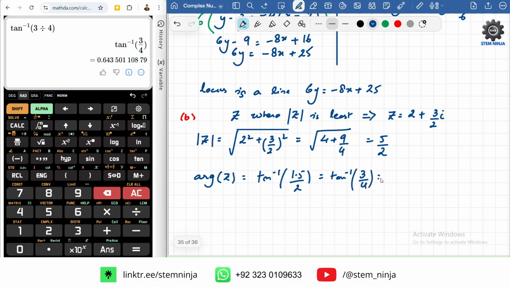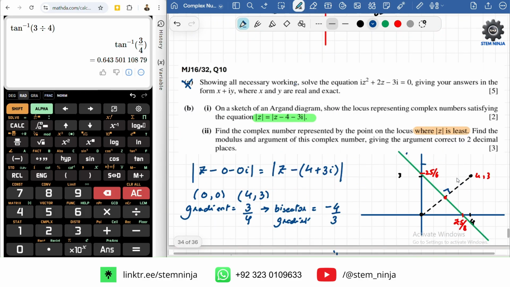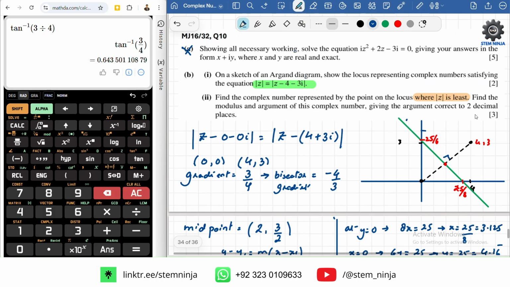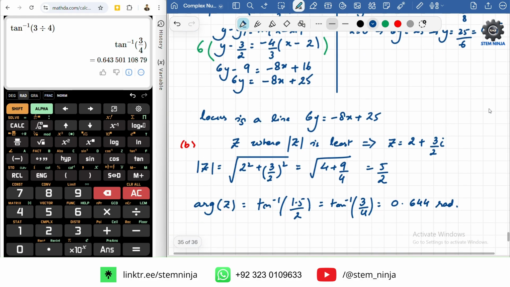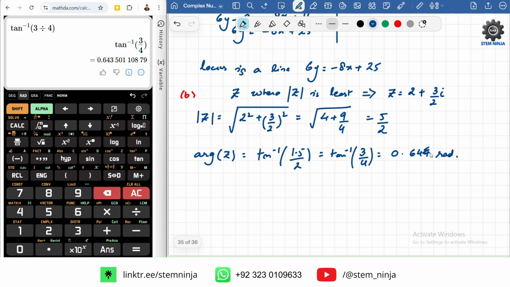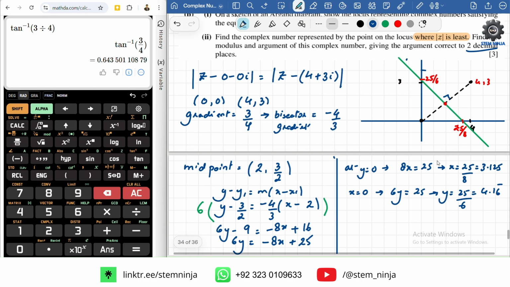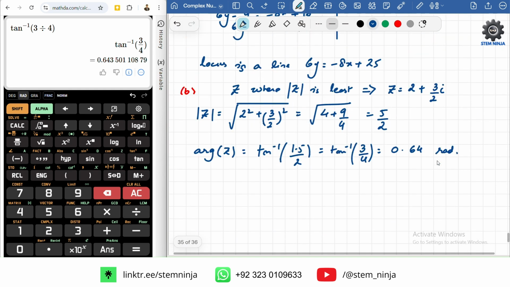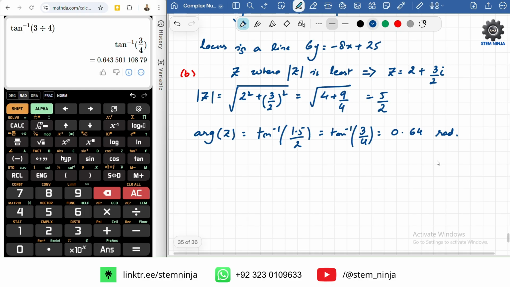this is the exact value, and in decimals this would be 0.644 radians. Okay, so we have both the exact value. They asked us for the answer correct to 2 decimal places, so this would be 0.64 radians. Right, okay, so that's it. Alright, let's see another question.